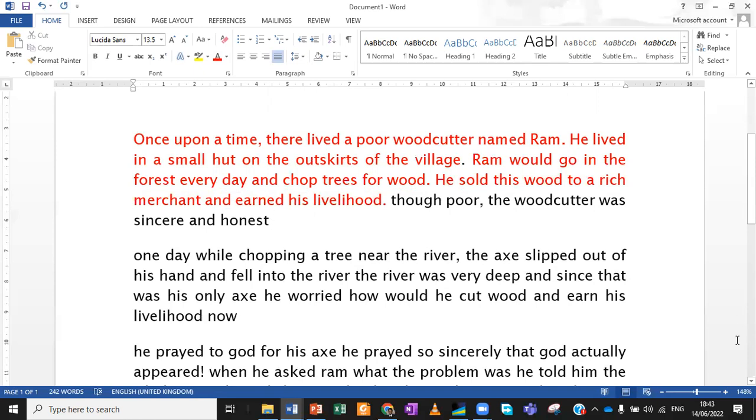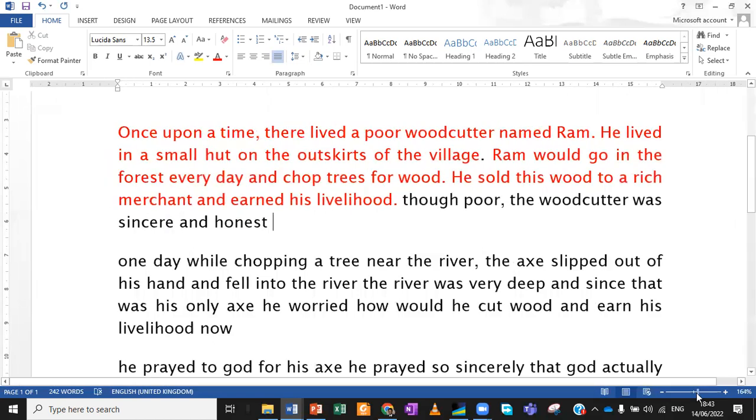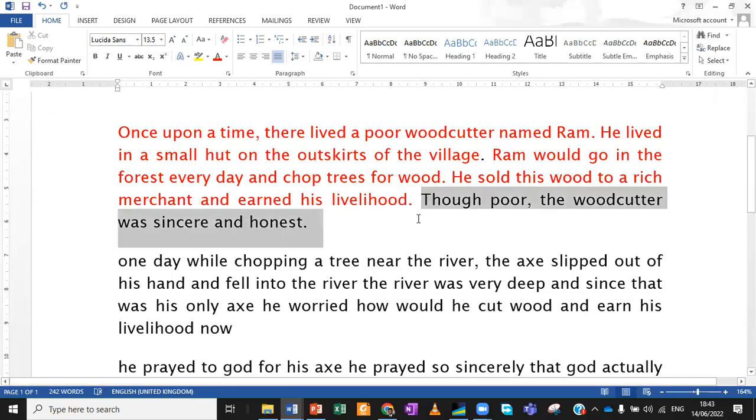Though poor, the woodcutter was sincere and honest. Good. So what should I do? There's a full stop there. Correct. What else? The T here should be a capital T as well. Good. Capital T. So if you look at this sentence now, written by you, you can see it makes sense.